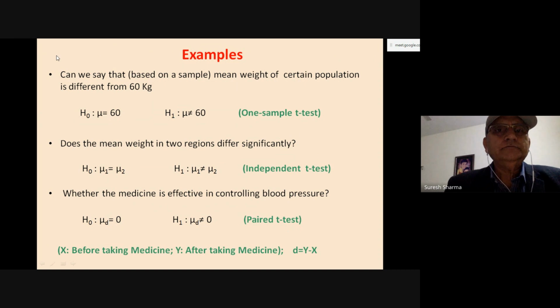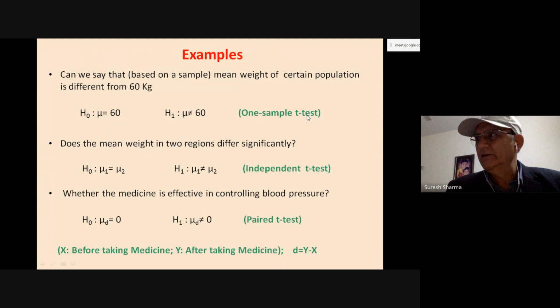Okay. Can we say that the mean weight of a certain population is different from 60? That's a claim. So under H0, we always put equal to. I'll write H0: mu is equal to 60 kg. The alternative will be mu not equal to 60 kg. Now there is only one parameter. Which parameter? Weight. Only one parameter. So that's why this is called a one sample t-test.